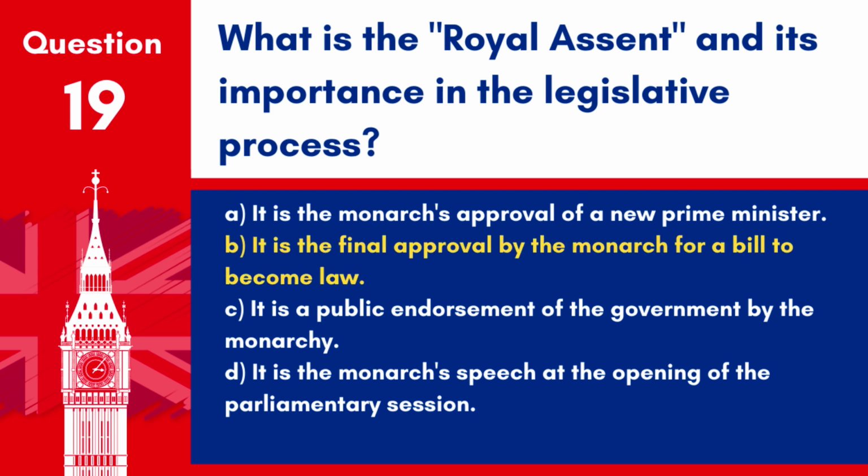Answer: B. It is the final approval by the monarch for a bill to become law. Royal assent is crucial as it signifies the monarch's formal approval of legislation passed by Parliament, which is necessary for a bill to become law.